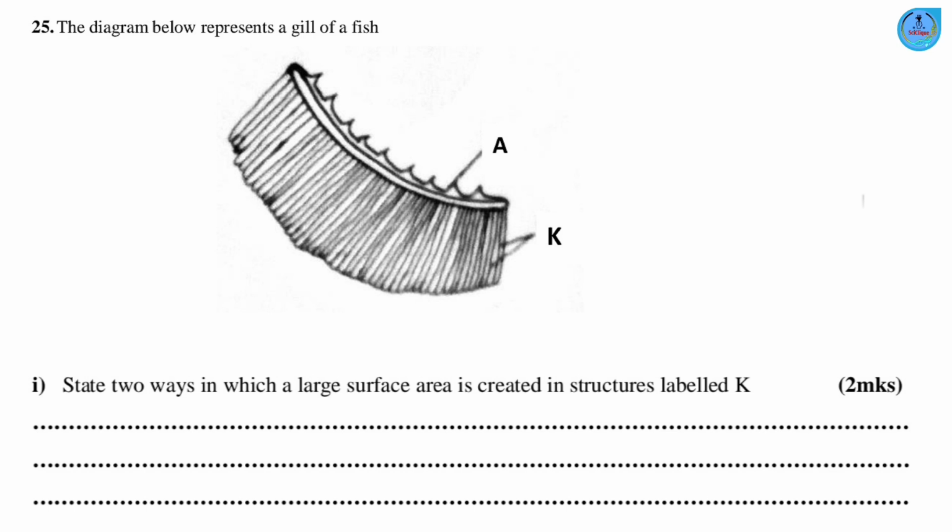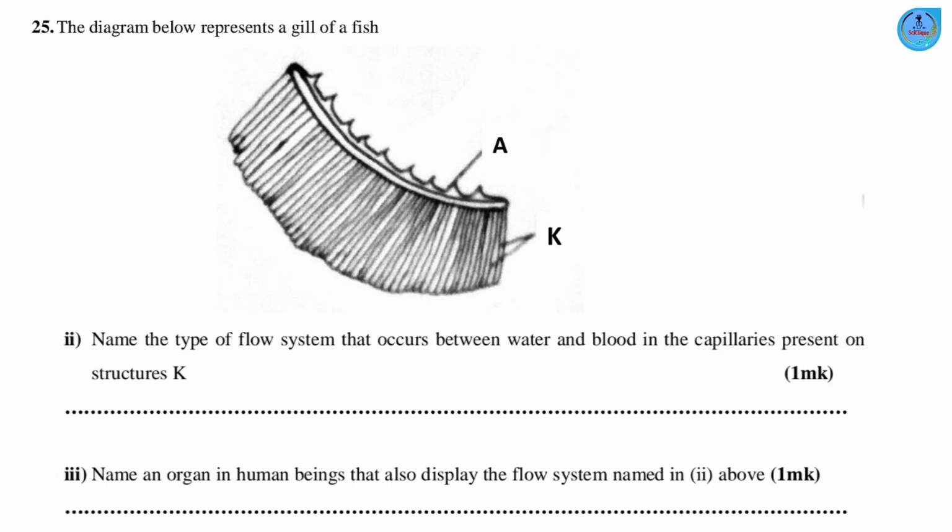So how is a large surface area obtained when it comes to gill filaments? In 2 ways. Number 1 is that they are numerous, they are quite many, as you can see. And number 2 is that they are long. So both of these ensure that we have a large surface area for gaseous exchange to take place in the gills of a fish.